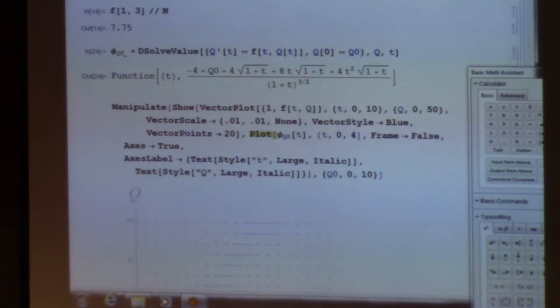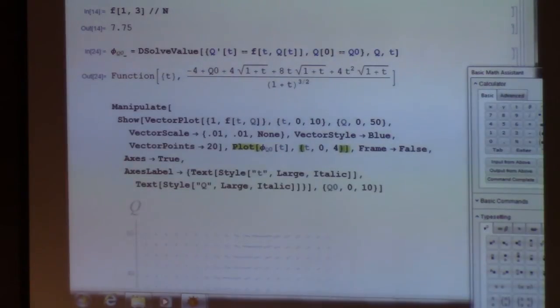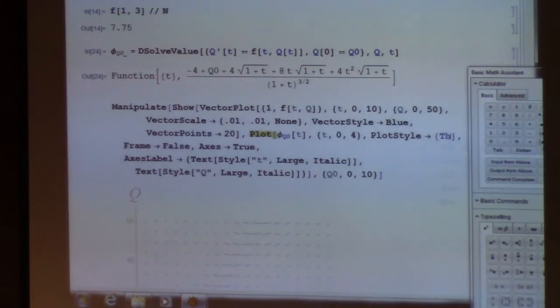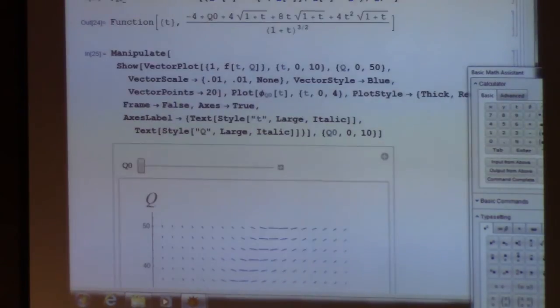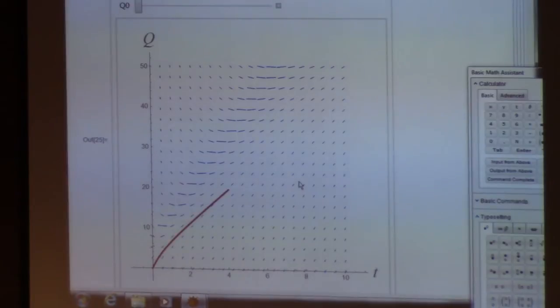Again, the model is only valid for 4 minutes. There we go. Now let Q0 change and you get a different initial condition, and different behavior to the solution. All of these are increasing, but when Q0 is small, the graph is concave down, and when Q0 is large, the graph is concave up. That's a different kind of behavior.